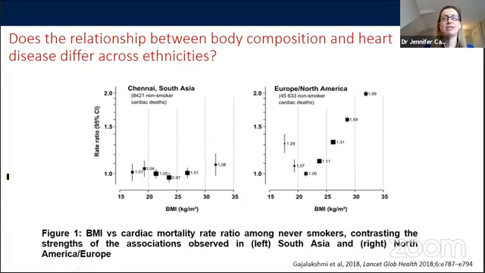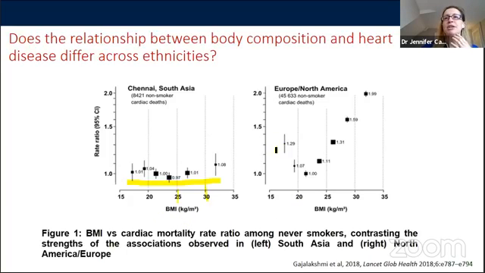And as Sarah presented earlier, some of the inspiration for this came from these very striking results that we were getting out of Chennai in India, where when we were looking at the relationship between BMI and cardiac mortality, as you can see, the relationship was very flat. So as participants became overweight and obese, we didn't see any increase in the risk of heart disease.